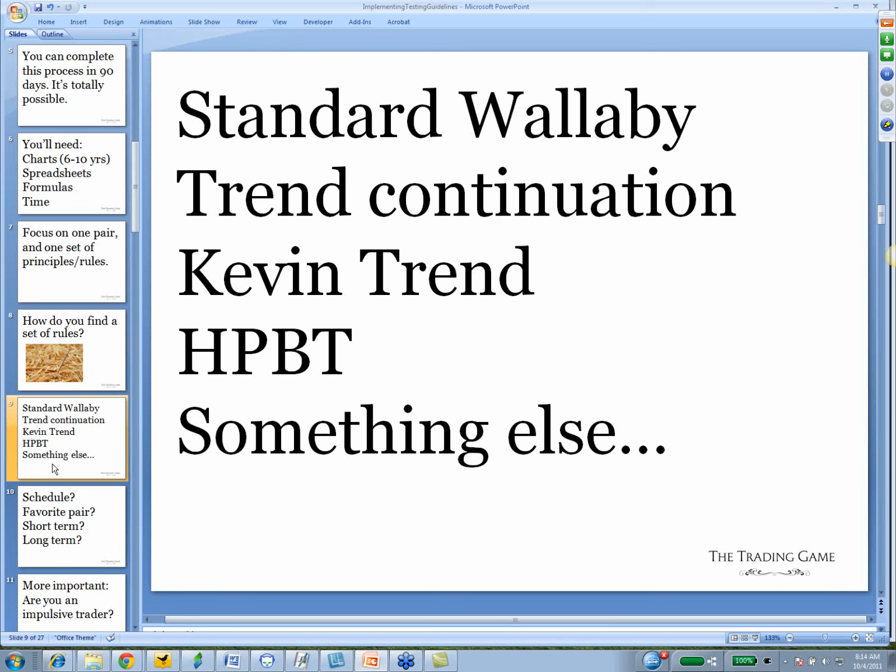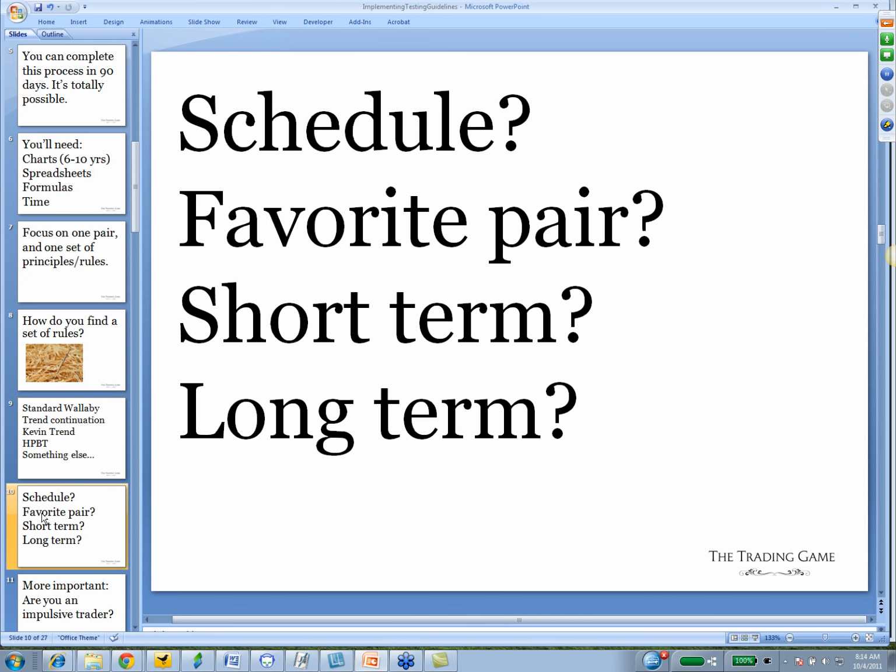The point is that there are a variety of places to start. How do you know where to start, though? How do you know which one of these you would choose? You might consider your schedule. Are you able to trade full-time?